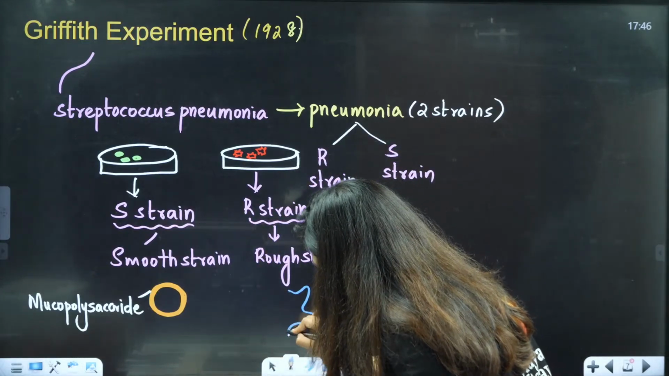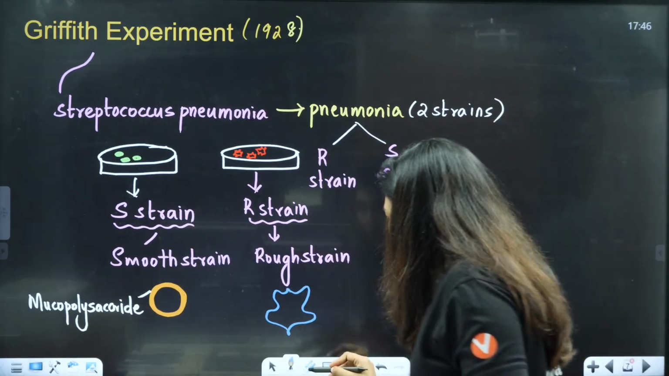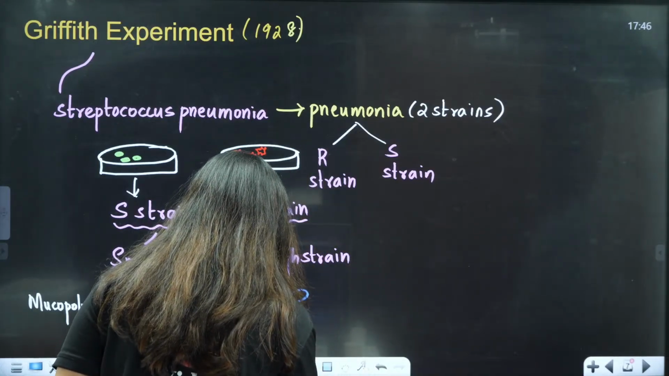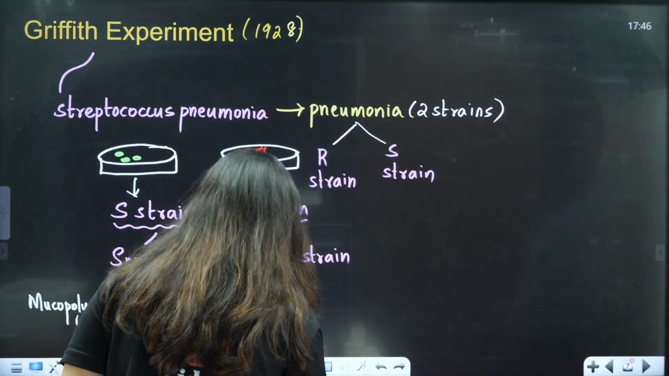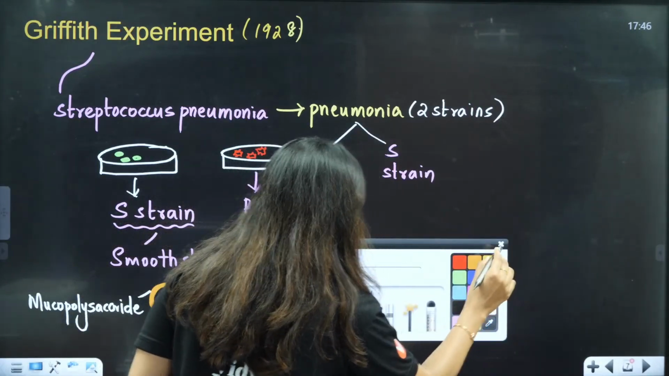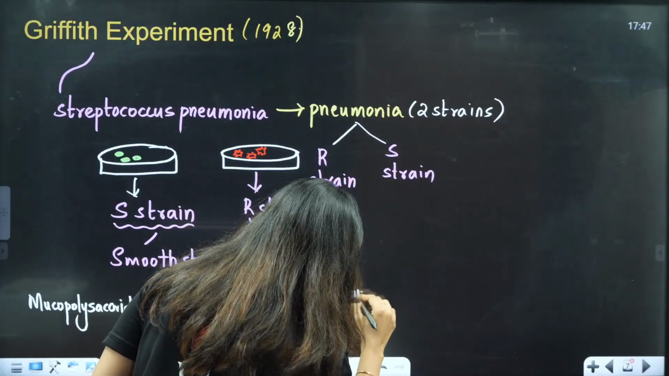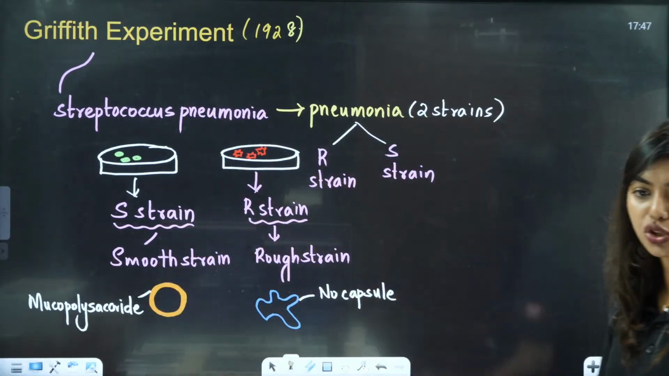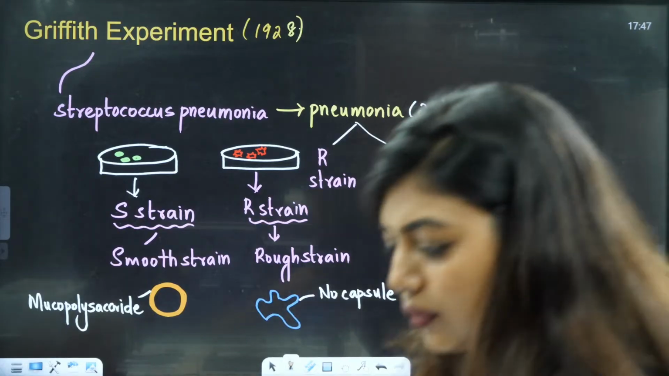Something like this, it will not be smooth. It will be different. It will be rough. They will not have the capsule layer. No capsule layer, so this is going to be rough. That is going to be smooth. Clear to all of you? Is this clear?